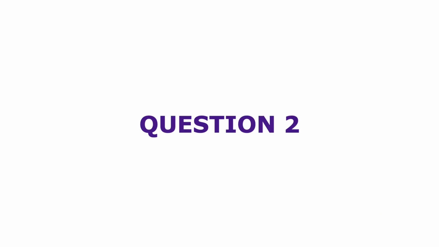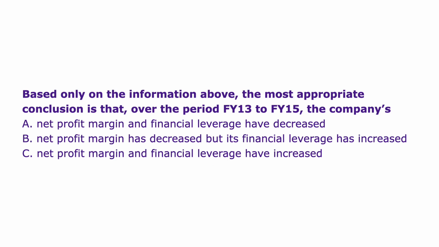Question 2. Based only on the information above, the most appropriate conclusion is that over the period FY13 to FY15, the company's: A. net profit margin and financial leverage have decreased. B. net profit margin has decreased, but its financial leverage has increased. C. net profit margin and financial leverage have increased.